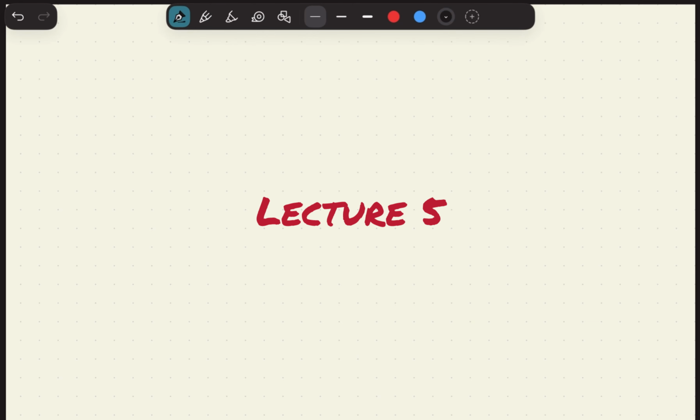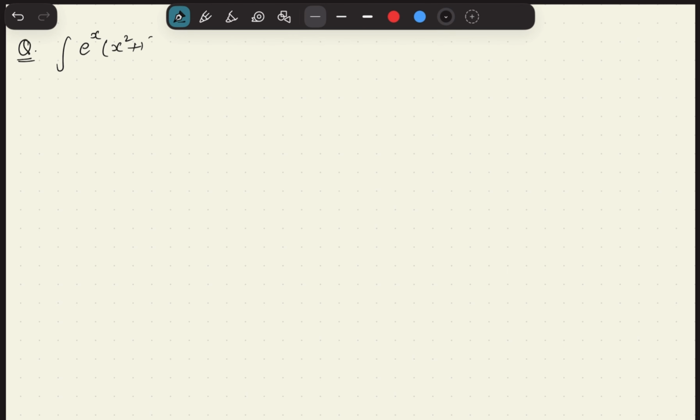Okay, now we come to the next question, and this is similar to the question which we have done before. Integration of e to the power x times (x square plus 1) upon (x plus 1) whole square dx. Okay, here again we will first try to simplify this.